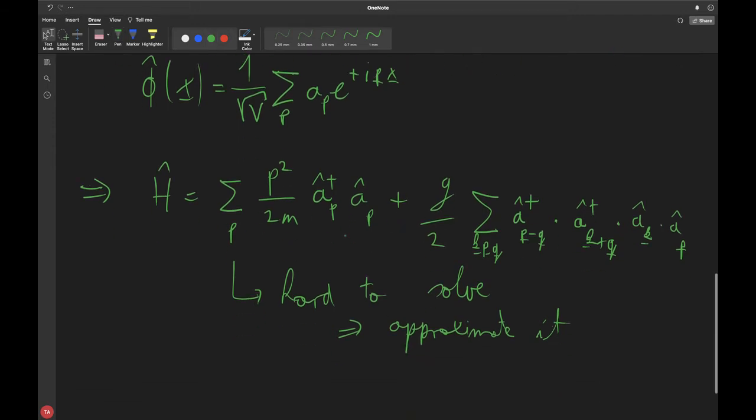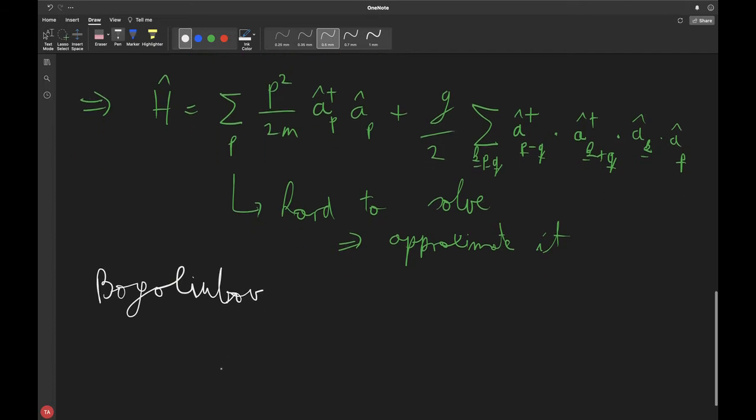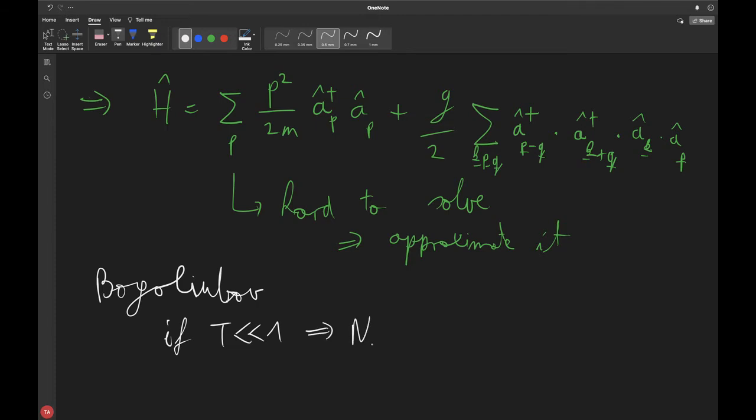The approximation uses the idea from Nikolai Bogolyov. He said that if the system has very little energy, which also means that it's very cold, if T is much less than 1, then the number of particles, which we call n0, in the ground state p0 is going to be large.